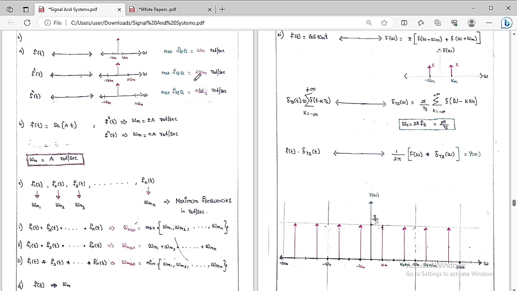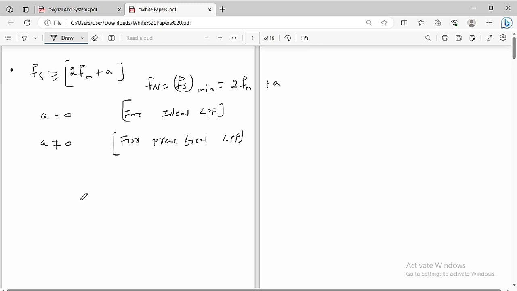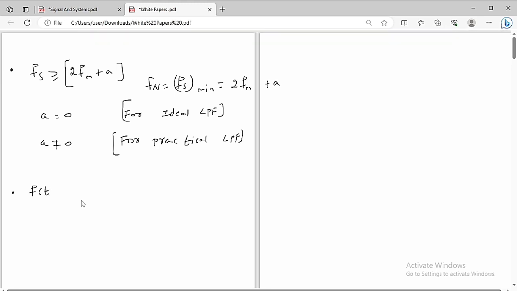What I am trying to tell you is very simple. Listen carefully. Suppose f of t is there. With the help of the Fourier transform of the signal, I have figured out that omega m is the maximum frequency present in that signal f of t. Suppose I do f square of t. If you try to figure out the Fourier transform of the signal and find the maximum frequency present, it is 2 times omega m. Similarly, suppose I go for the cube of f of t. If you find the Fourier transform of the signal, then the signal is going to be present for a frequency range up to 3 times omega m. So this is the maximum frequency present in the signal.